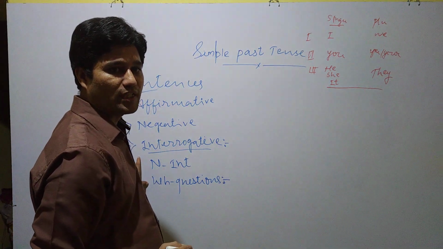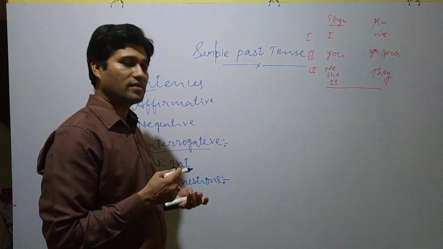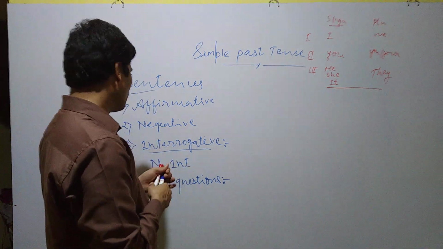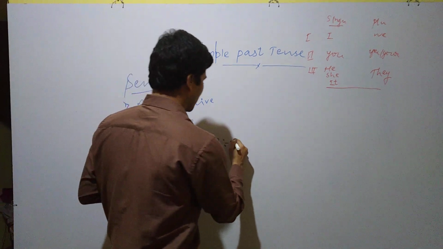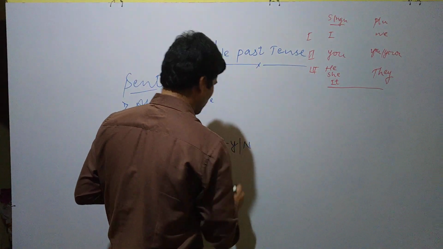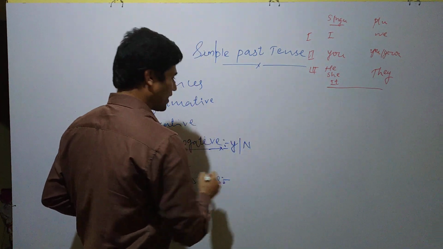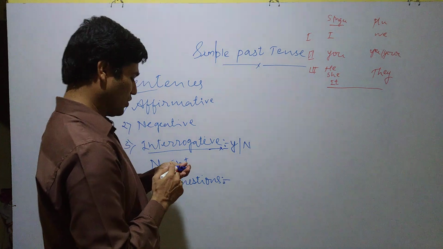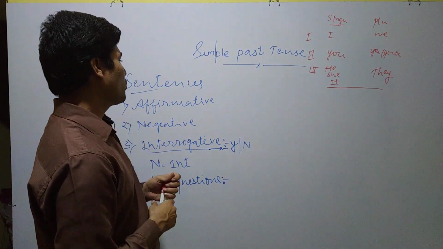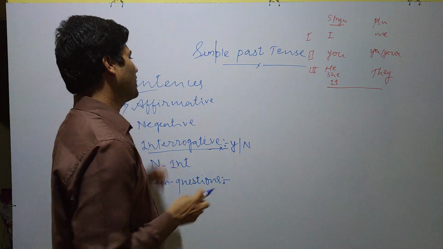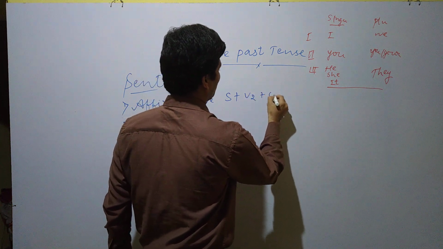When we want to ask something, we can use an interrogative sentence, which means a yes-no type question, or the second one, wh-questions. Here the answer is yes or no, and there the answer is elaborated in detail. So let us understand the affirmative sentence. We have the formula: subject plus V2 plus object.